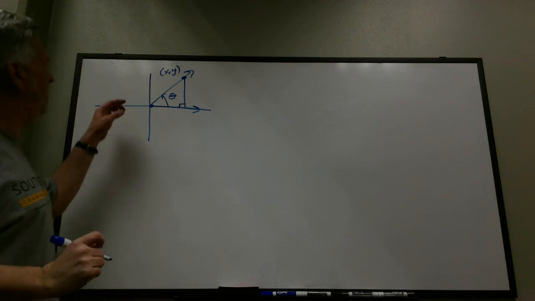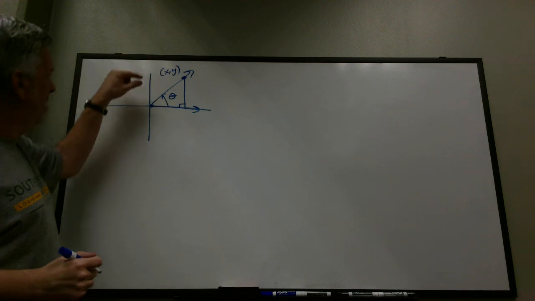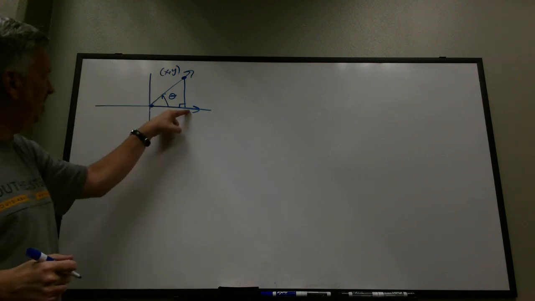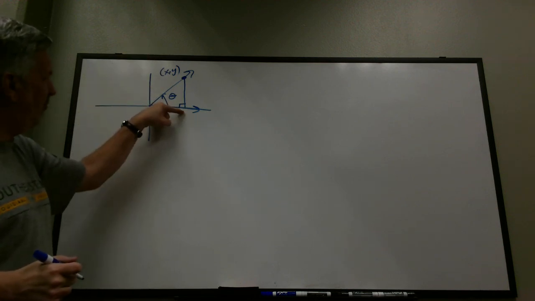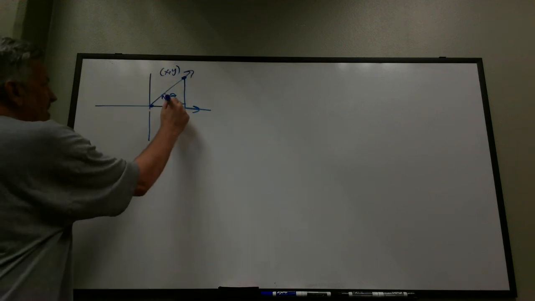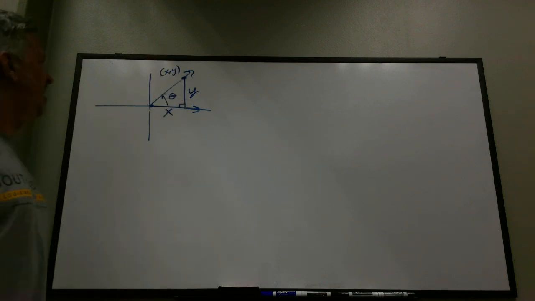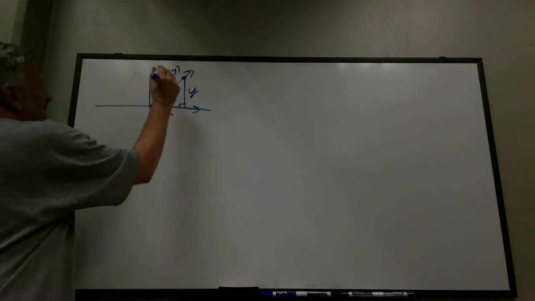Okay? Now, suppose the coordinates of this point were 2, 3. Well, how far is it from here to here? Well, to plot the point, you go over x and up y, right? So that would be 2 and that would be 3. So this is x and this is y, right? You go over x and up y. And we're going to call the length of the hypotenuse here r.